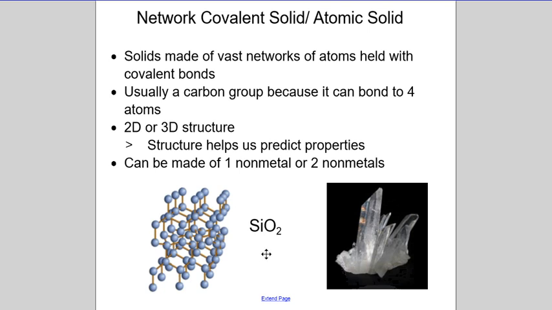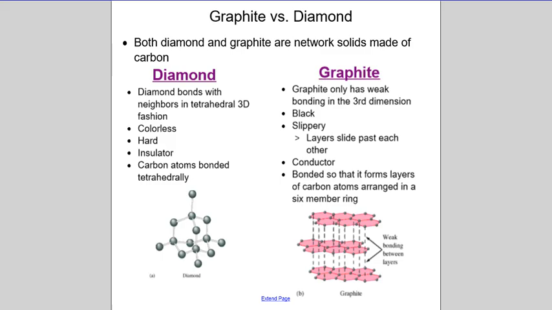So the example here is silicon oxide, which is quartz. All rocks are some silicon oxide compound unless they're carbon oxide compounds. And those are all network solids. So gemstones of all kinds are some sort of network solid. Graphite and diamonds are network solids.